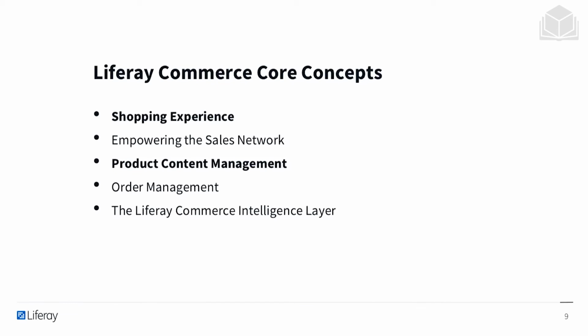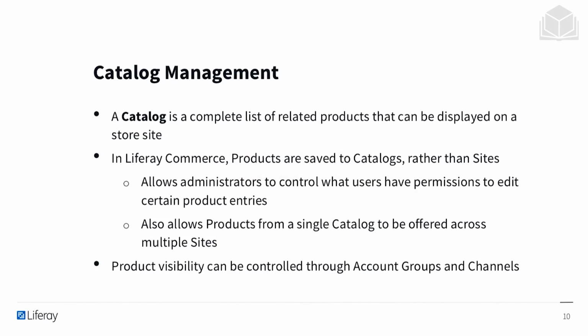And there is order management. So there's an order lifecycle. So this is managing the status of orders as they proceed from open carts right through to delivered orders. And also the Liferay Commerce Intelligence layer, which will help recommend a particular product to a buyer as they're looking at a different product, for instance. So firstly, let's have a look at catalog management.